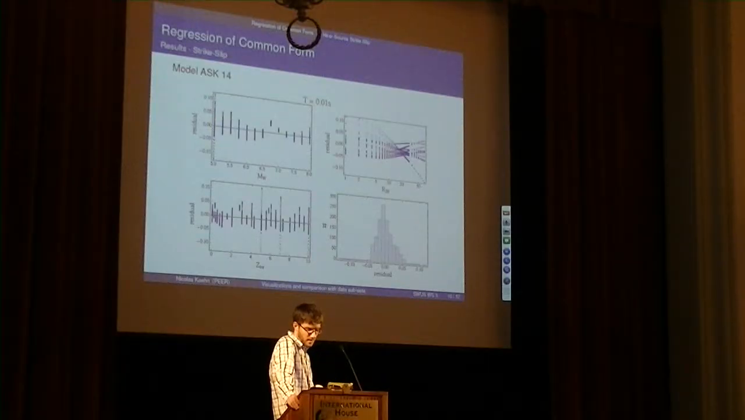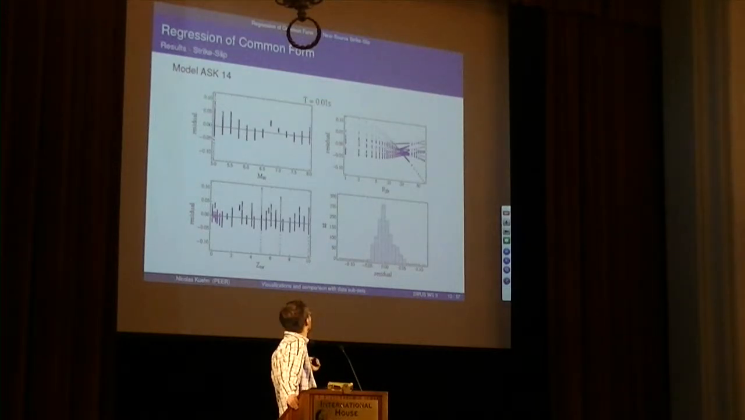Okay, so these are the residuals of the ASK model with respect to magnitude, distance, and depth to top of the rupture, and this is just the residual distribution. As you can see, the residuals are fairly small. They're not zero because it's just a different functional form, but they are fairly small. I think this model has a breakpoint at 6.75 and at magnitude 5. We don't care about everything below magnitude 5, but this is what we're picking up here.